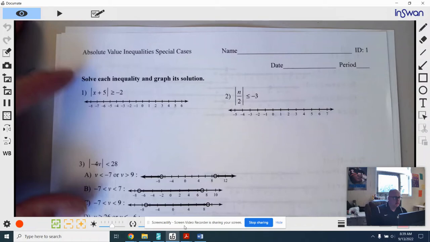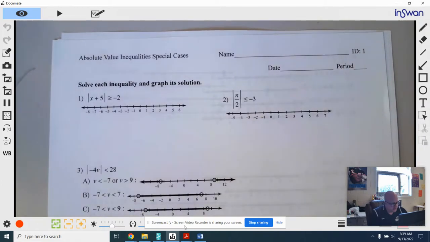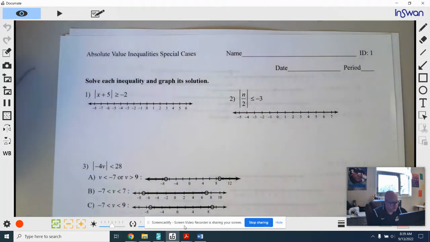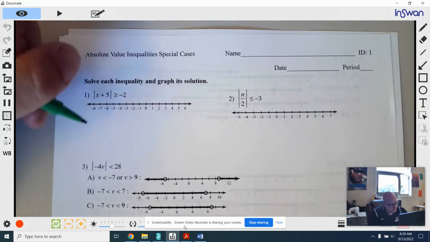All right, guys, super short lesson today. This is absolute value inequalities, special cases. So, we've already learned how to solve these. Today, we're just going to talk about two special situations that could possibly pop up when you start solving these.